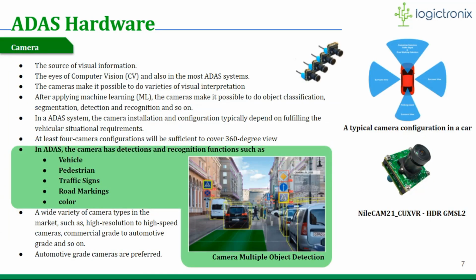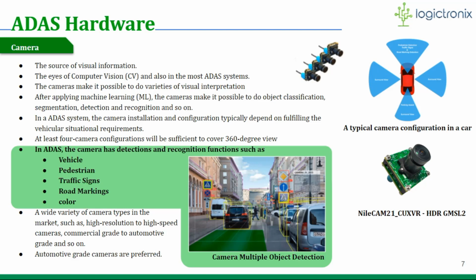The camera is the source of visual information and an important part of computer vision. It becomes the eyes of computer vision and also of most ADAS systems. The camera makes it possible to do a variety of visual interpretations, such as image and video processing to extract features of the scene. When ML capabilities are added, the camera system helps to achieve even more intelligent functions.